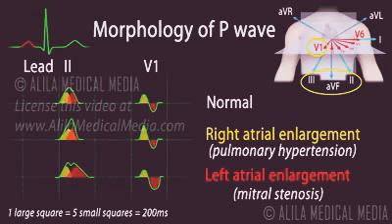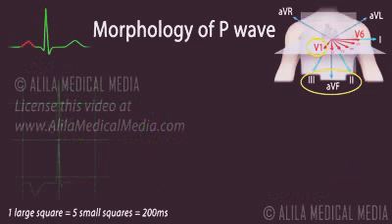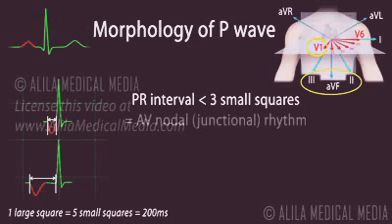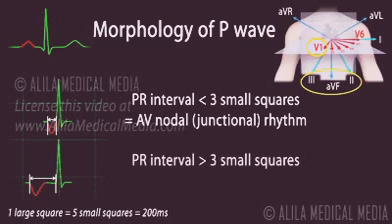P wave inversion in the inferior leads indicates a non-sinus rhythm. When this happens, measure the PR interval. If the PR interval is less than 3 small squares, the rhythm is started in the AV junction. If the PR interval is more than 3 small squares, the origin of the rhythm is within the atria.